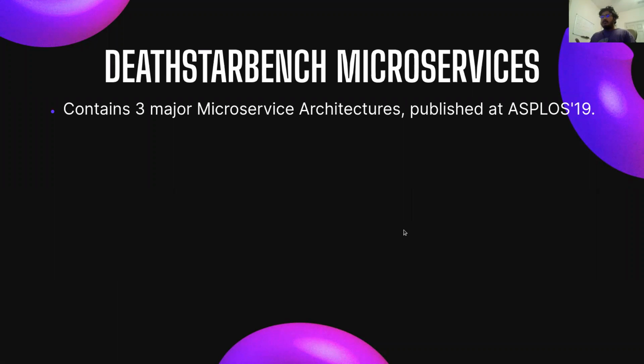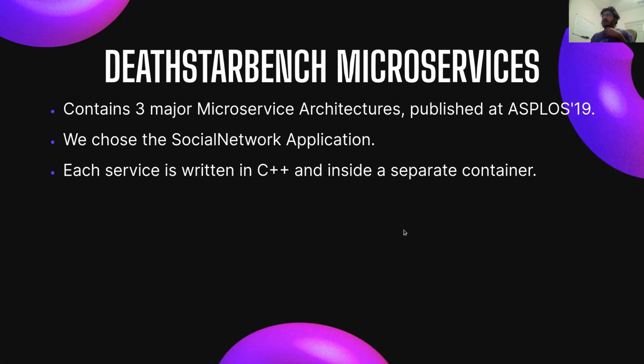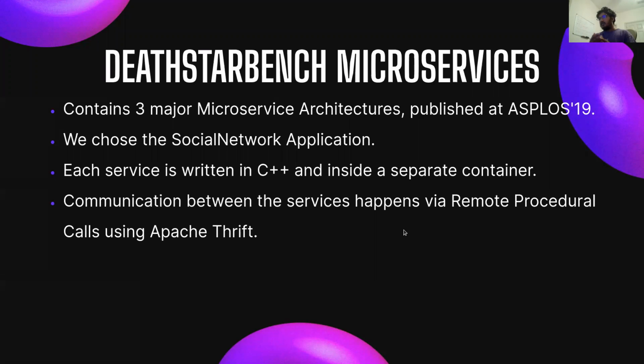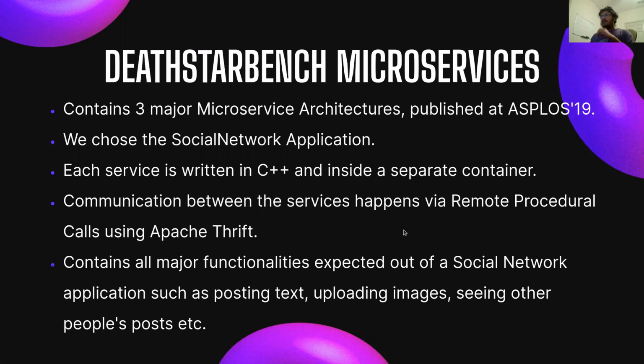Now, for my use case, I make use of something called DeathStarBench microservices, which is a microservice suite of three major architectures, published at ASPLOS 19, and I chose the social network application out of the three architectures available. Each of the services in the social network is written in C++ and is present inside a separate Docker container, and the communication between these services happens via remote procedure calls, or RPC, written in Apache Thrift. It contains all the major functionalities you expect out of a social network application, such as posting text, uploading images, and seeing other people's posts and things like that.